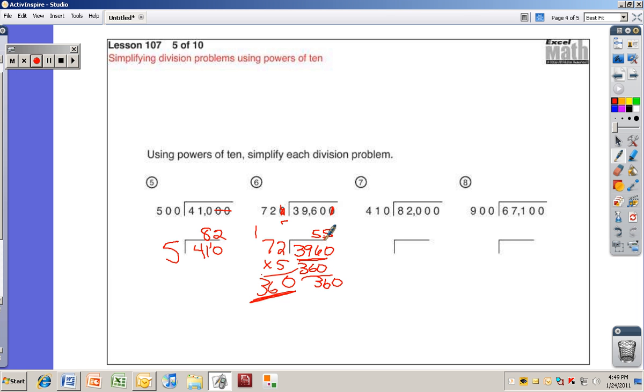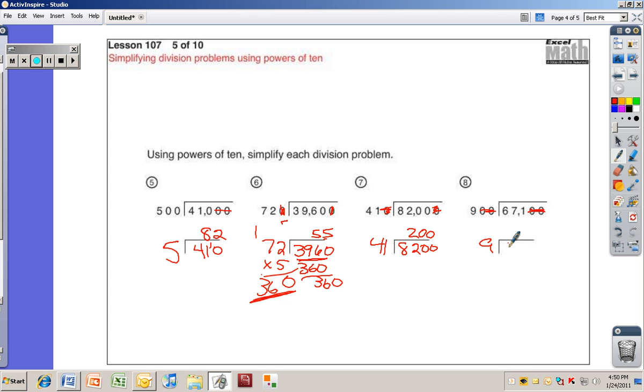So 55. What do I get rid of here? 0. This becomes 41. What does this become? 8,200. Okay, this is going to be real simple, right? 41 goes into 82 how many times? 2 times, which is 82. So what do I put here? 0, 0. Good. How many zeros off here? 2 off of both of them.